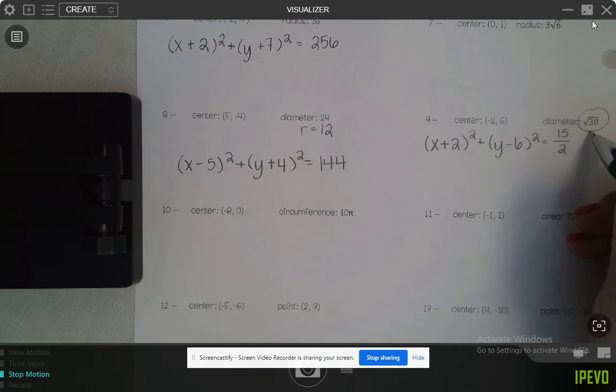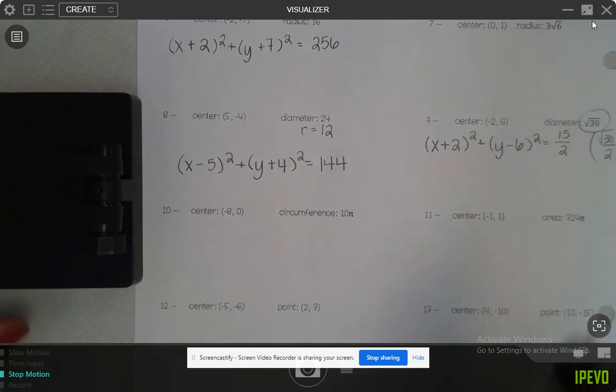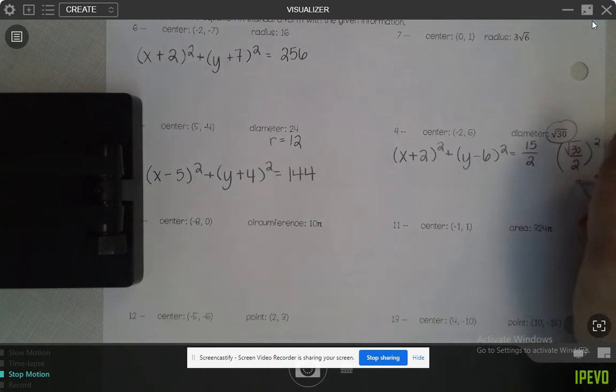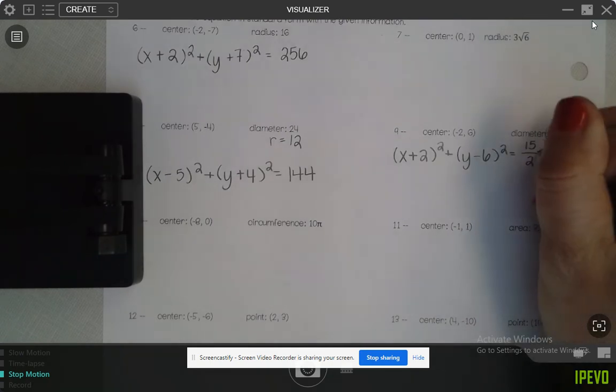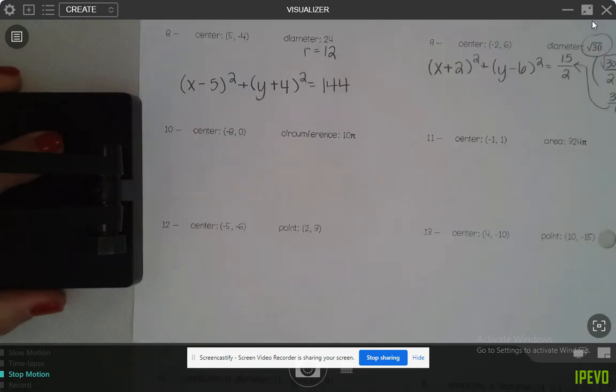That's your diameter, right? So you got to divide by 2. So it's radical 30 divided by 2, and then you have to square that. So radical 30 squared is just 30, and 2 squared is 4, which simplifies to 15 halves. It's not stupid. It's awesome. 10.